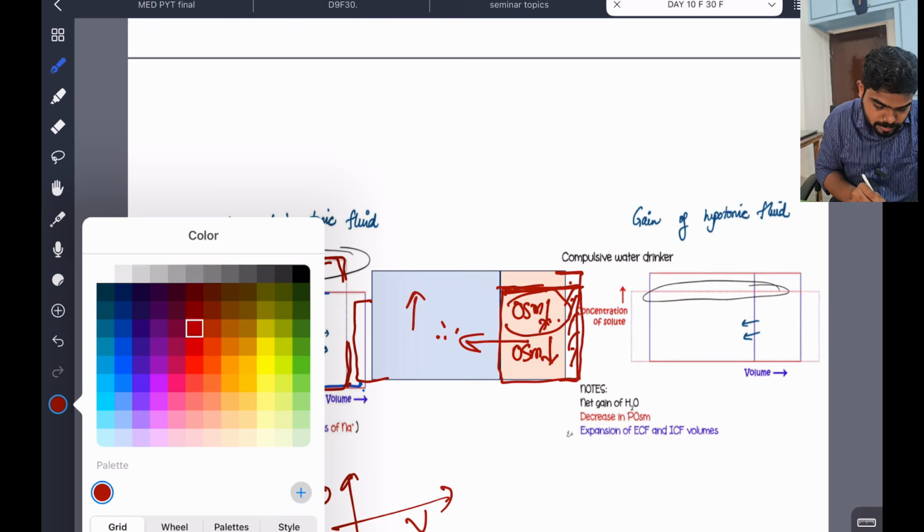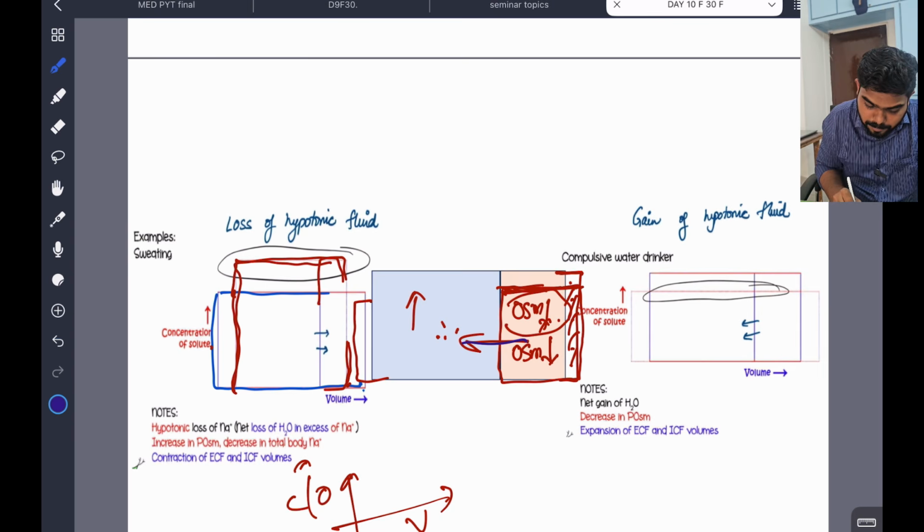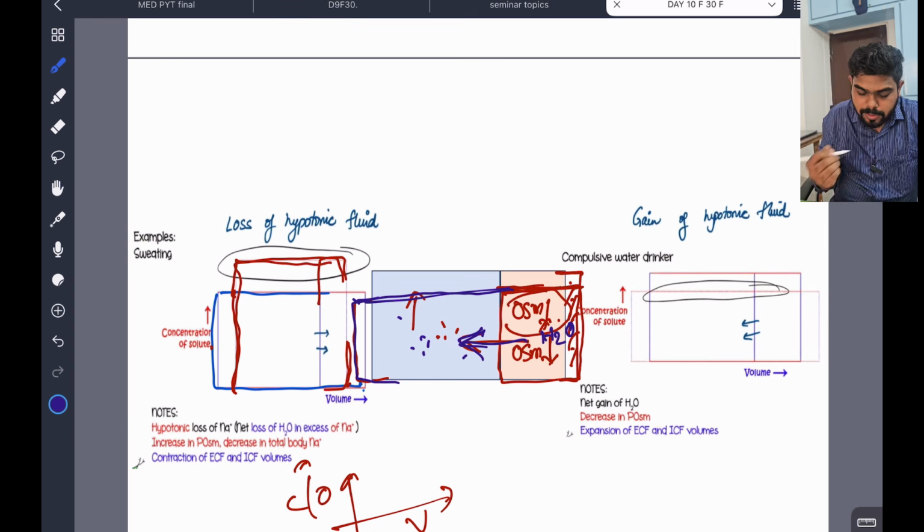I'll change the color. So shift is happening from here because it is low osmolar, more water. Here it is hyperosmolar, so from low osmolar to higher osmolar, where water content is more, so fluid content is more. It will come back. The volume increased. So more water came, the solute will be diluted. So what happened? Concentration comes down.